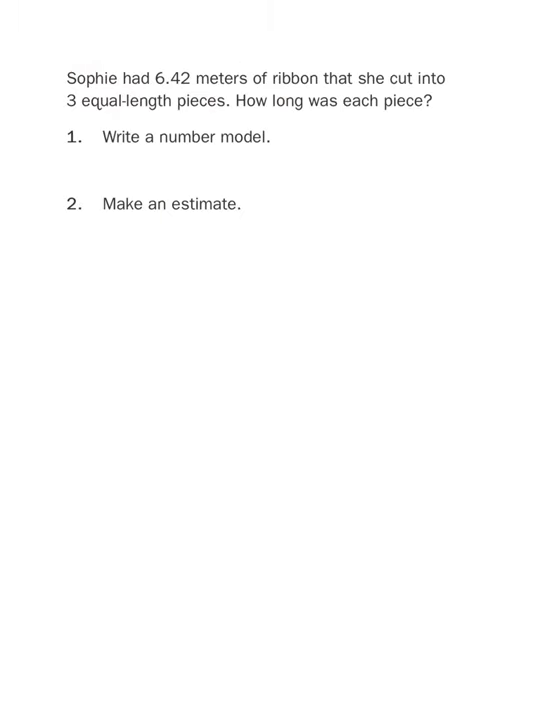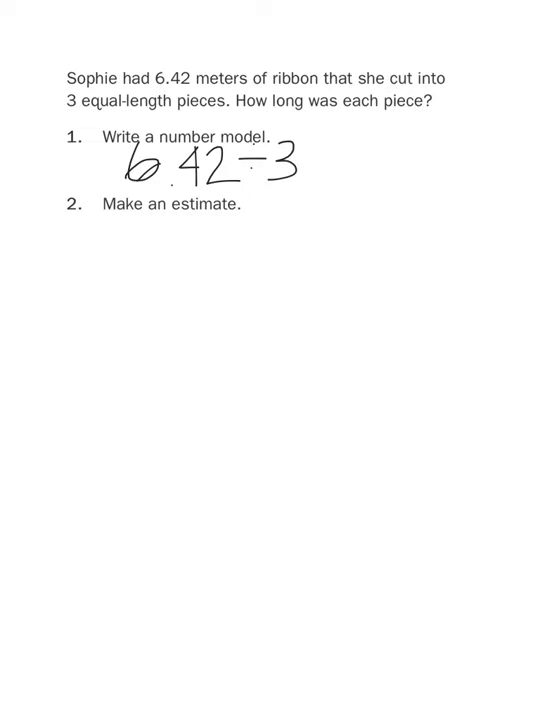Okay, so example number 2. Sophie had 6 and 42 hundredths meters of ribbon that she cut into 3 equal length pieces. How long was each piece? So we need to write a number model so we're able to write an estimate. So my number model for this one, we have a total of 6 and 42 hundredths meters of string, and we are dividing that into 3 pieces. So there's my number model.